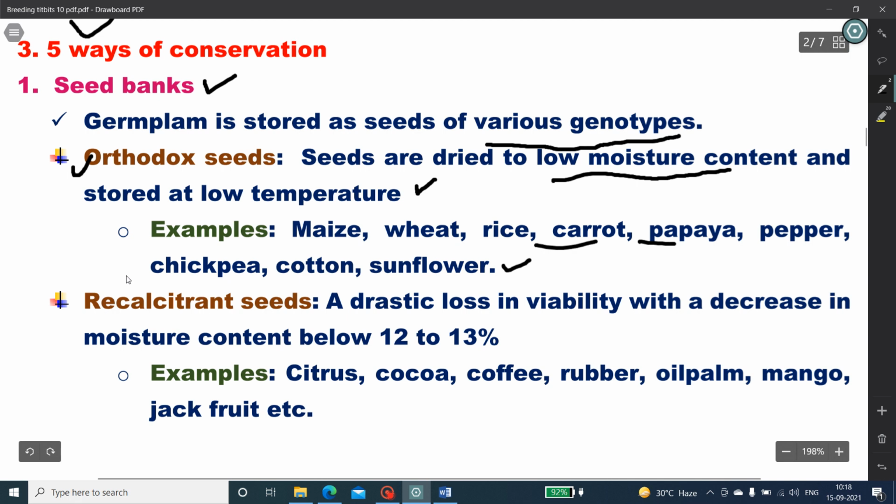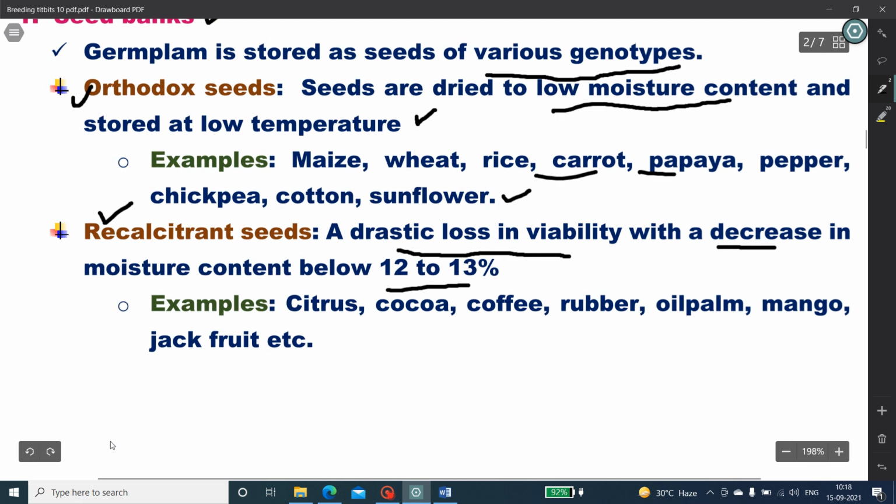But it is not possible to store recalcitrant seeds, which need a high moisture content of about 35 to 40% to maintain viability. If you decrease the moisture content to 12 to 13%, there is a drastic loss in viability, so they cannot be stored in the seed bank. The best examples are citrus, cocoa, coffee, rubber, oil palm, mango, jackfruit as well as date palm.